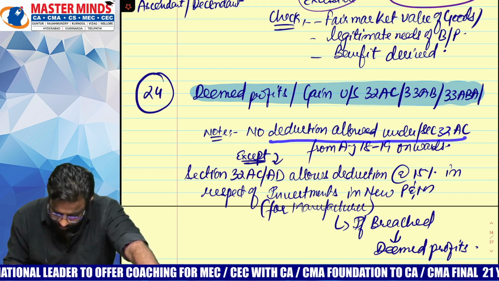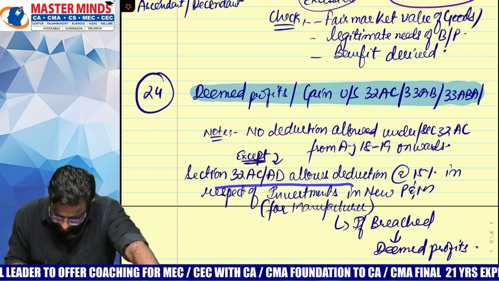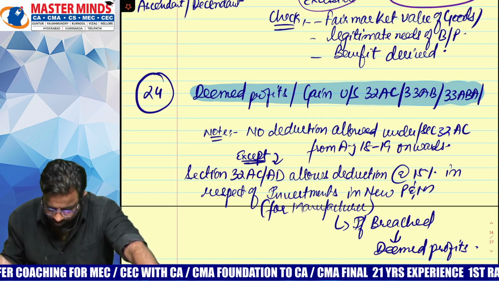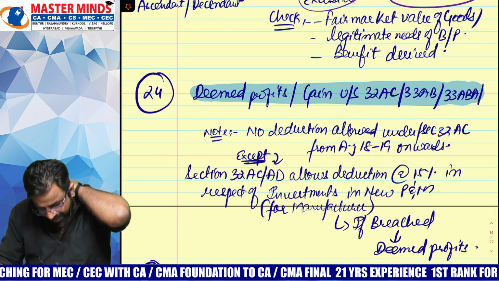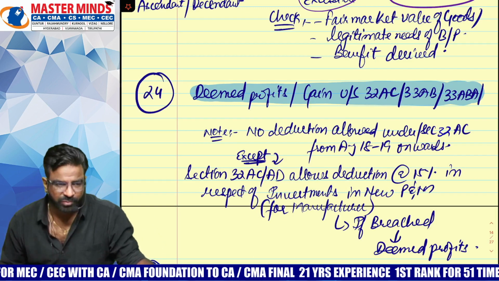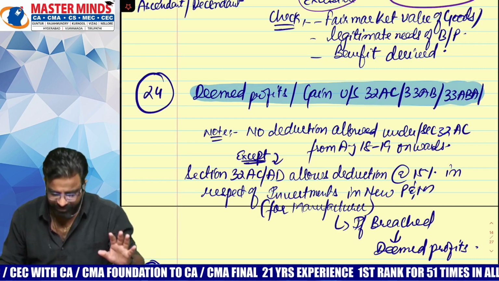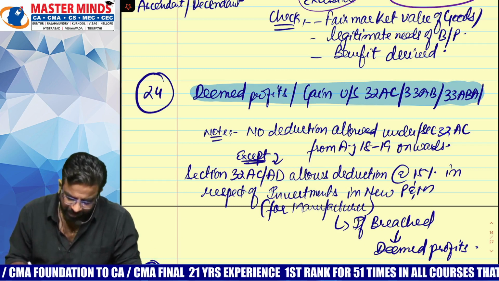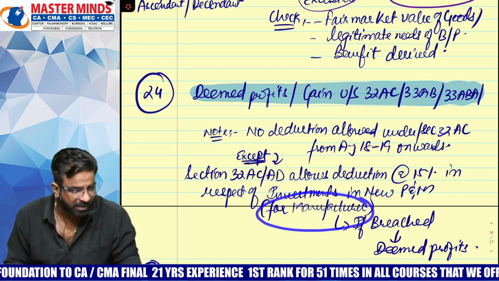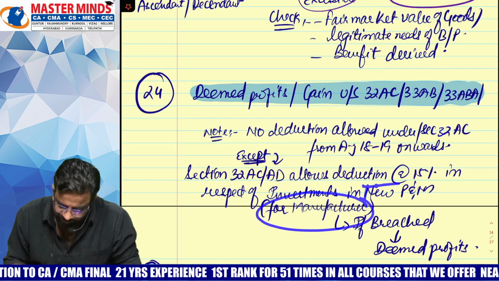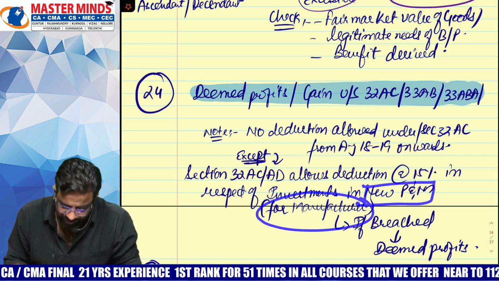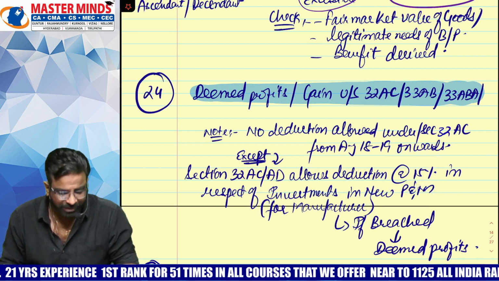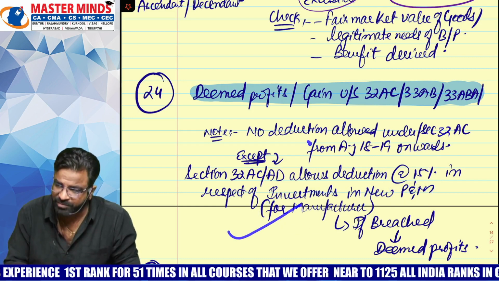No deduction allowed under these sections except these sections allow deduction at the rate of 15% in respect of investments in the new plant and machinery. Say for example, if you are making some expenditures to buy plant and machinery, and that too for manufacturing purpose, and you are investing it in new plant and machinery, then deduction is allowed at the rate of 15%. So on this condition deduction is allowed, otherwise no deduction is allowed.